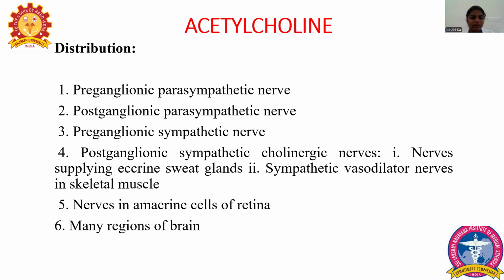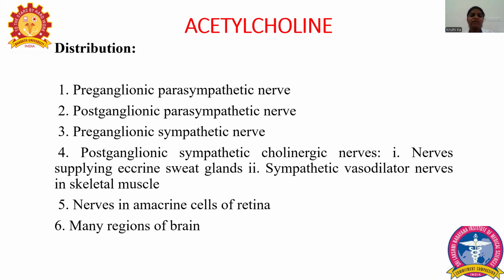As given below: all autonomic preganglionic neurons, postganglionic parasympathetic neurons, and postganglionic sympathetic neurons supplying sweat glands and the blood vessels of skeletal muscle. Also the axons of motor neurons arising from the spinal cord, mainly at the neuromuscular junction. And many parts of the brain, including basal cells, the motor cortex, the basal ganglia, and amacrine cells in the retina. In these areas, acetylcholine is distributed.